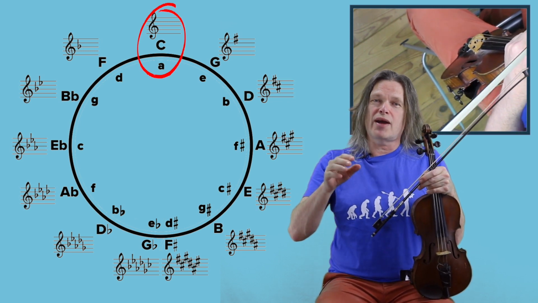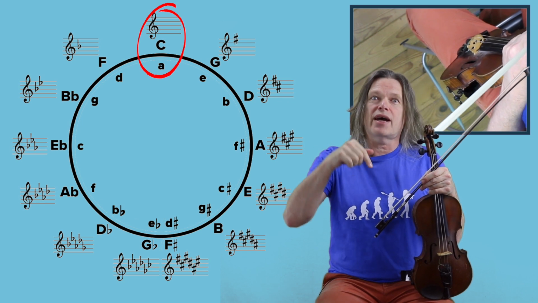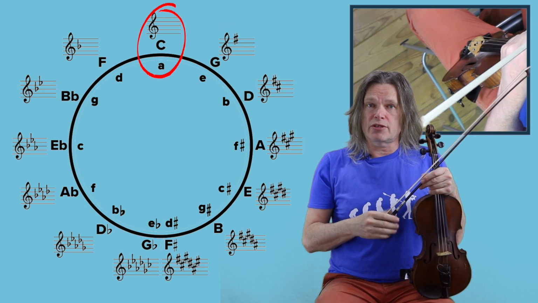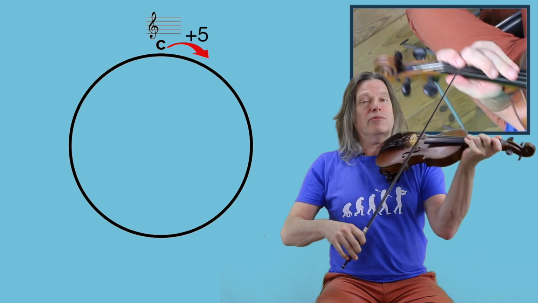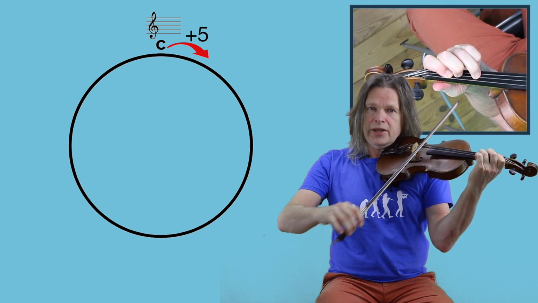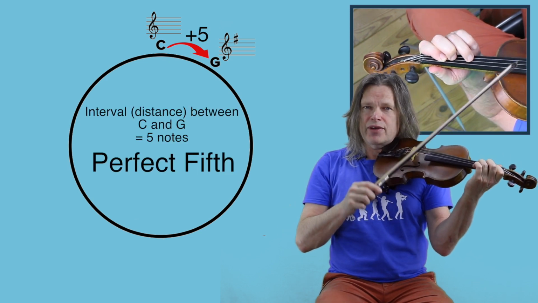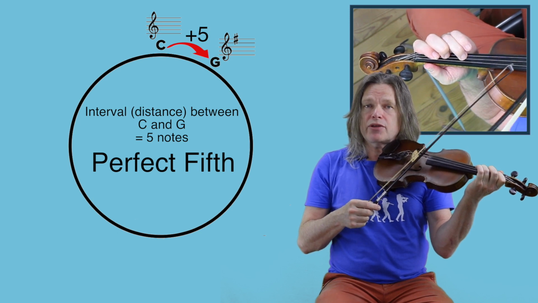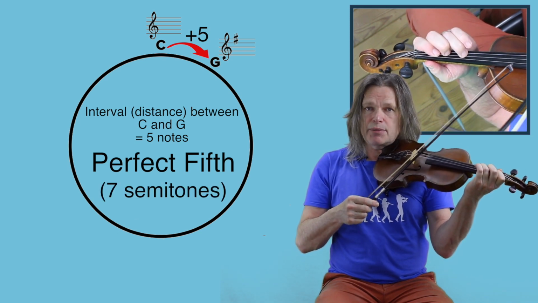Okay, now, why is it called the circle of fifths? Because we're going to move up 5 or we're going to move down 5 notes at a time. So let's move up first. So we go that way, that is clockwise. And if we go from C, 5 up, we get to the note G. 1, 2, 3, 4, 5. An interval of 5, a perfect fifth. And the perfect fifth can also be calculated as 7 semitones.